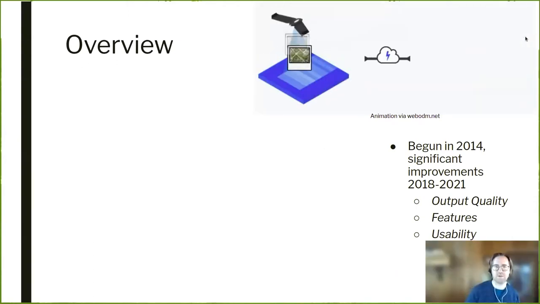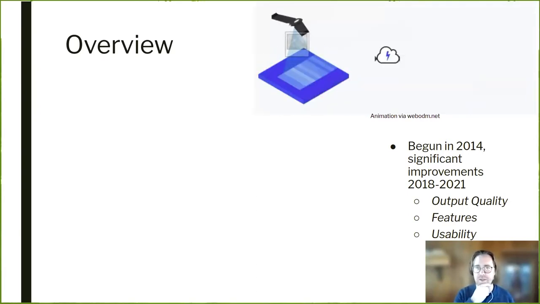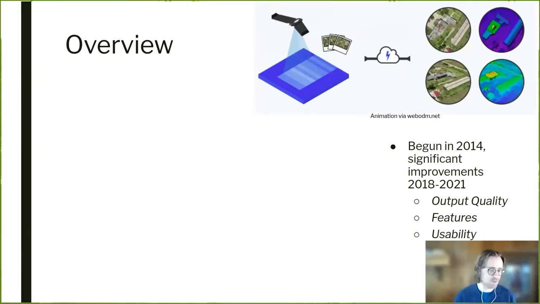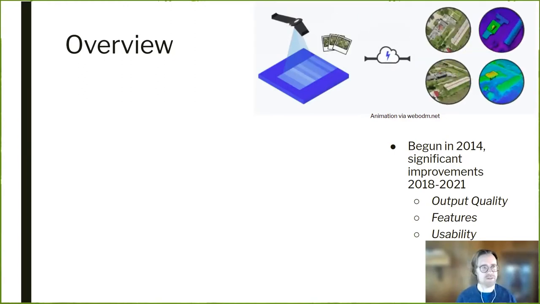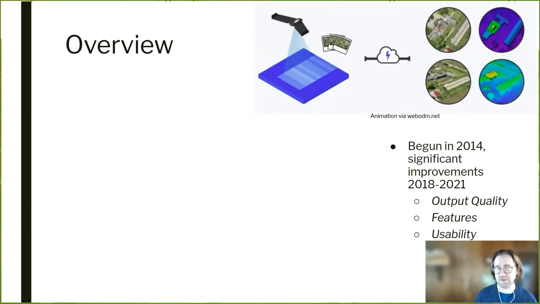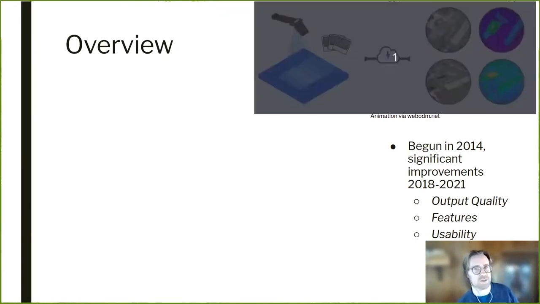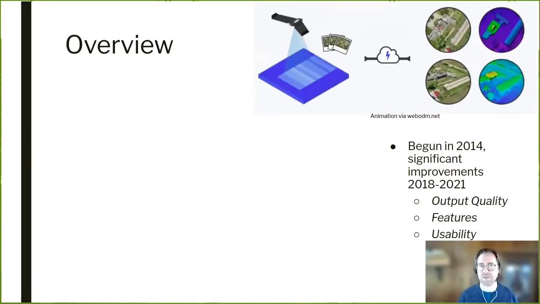The first question is what is OpenDroneMap. I like this animation from webodm.net. Webodm.net is part of the overall ecosystem of tools. The cool thing about an open source project is we can have lots of different folks involved in different ways. So Dan and your network is deeply involved in OpenDroneMap and has been for a long time, and is a huge contributor to the ecosystem. WebODM.net is another of those things.